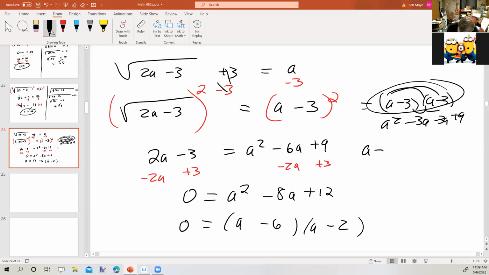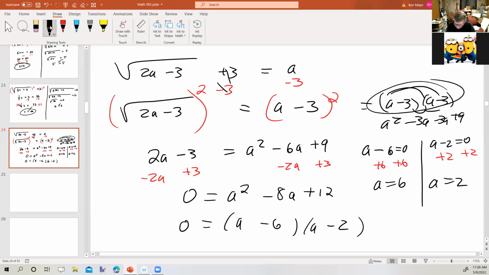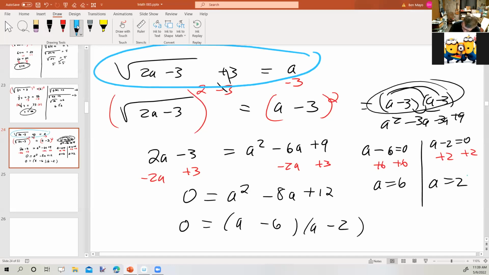Okay. So then a minus 6 equals 0 and a minus 2 equals 0. If a minus 6 equals 0, adding 6 to both sides of the equation, we get a is 6. If a minus 2 equals 0, adding 2 to both sides of the equation, we get a equals 2. Well, I don't really have a lot of room to check my work here, so I'm going to take this equation and these potential solutions and recopy them on the next page.